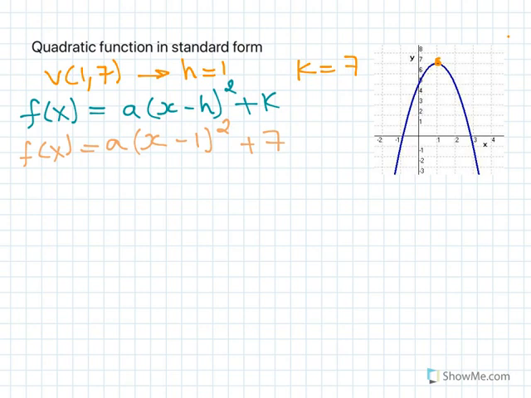But now to find the value of a, we need to use any point on the graph that I can use with this function to find a. So I think the y-intercept will do. So the y-intercept is (0, 5), so I'm going to use the point (0, 5).